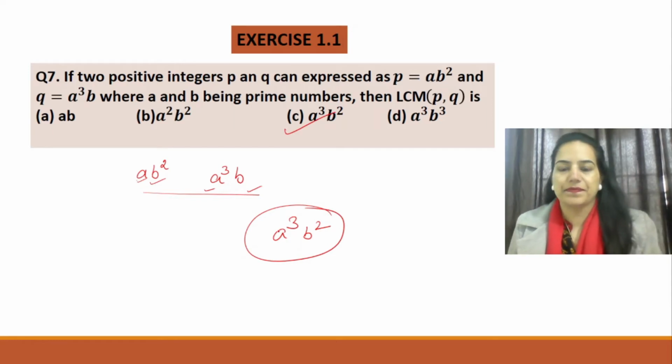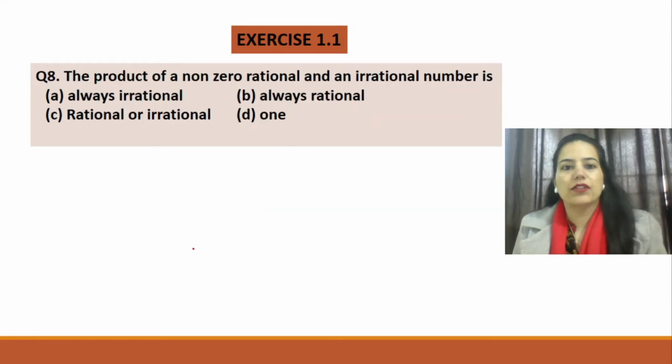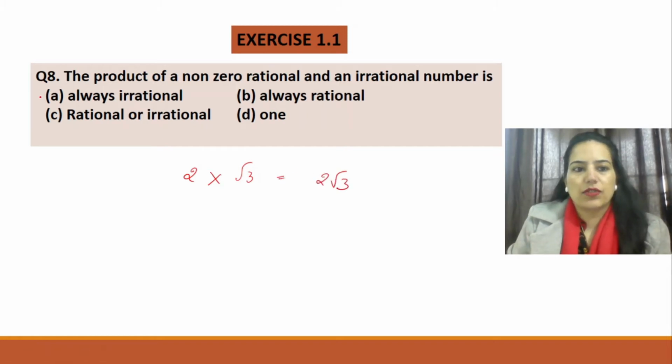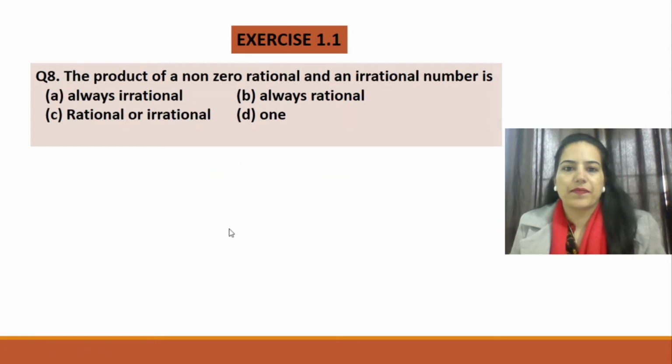C part. Question number 8. The product of a non-zero rational and an irrational. So just an example, a rational number multiplied by an irrational number, you will always get an irrational number. So the answer is A part.